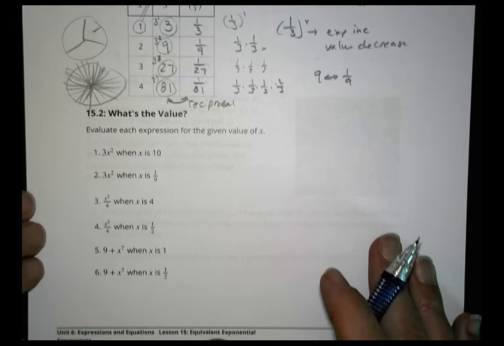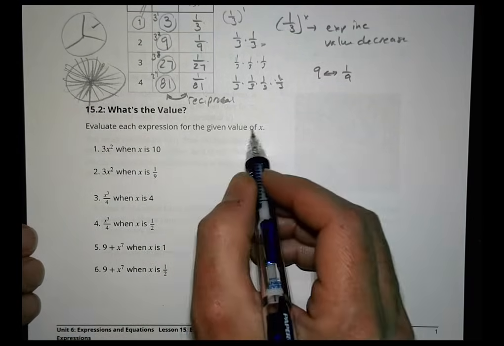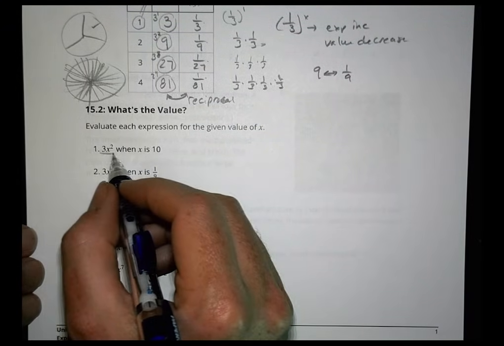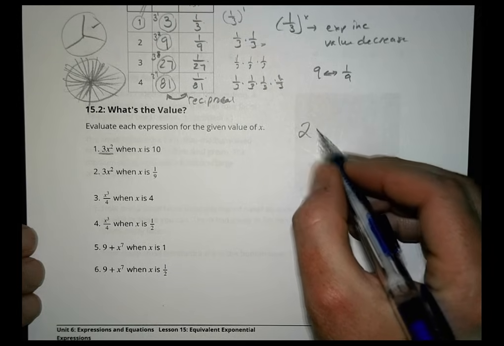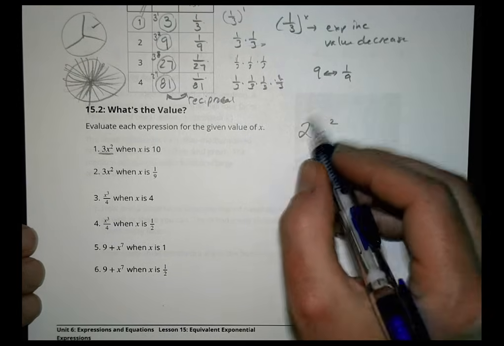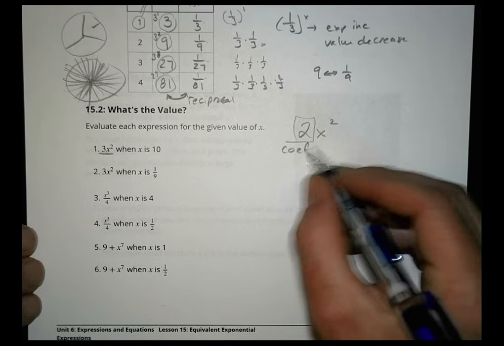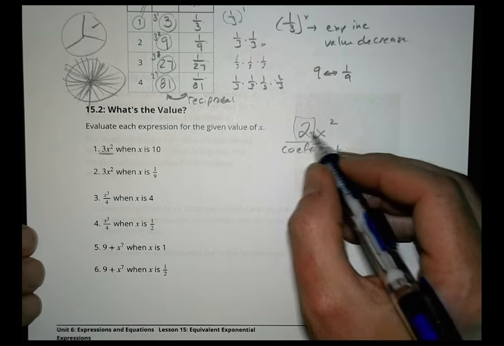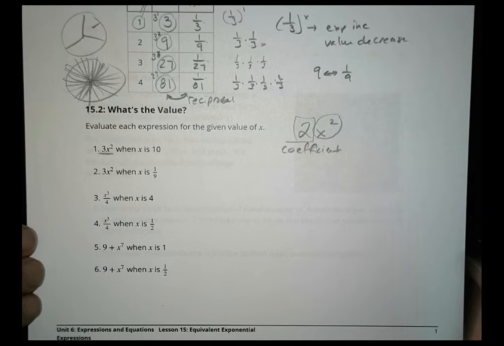Okay, let's look at activity number 2. It just wants to know what the value is. We're going to evaluate an expression for a given value of x. The thing we want to look at is that now we have a number in front of the variable. So when I have a number, 2 for example, times x squared, the number in front of the variable we refer to as the coefficient.